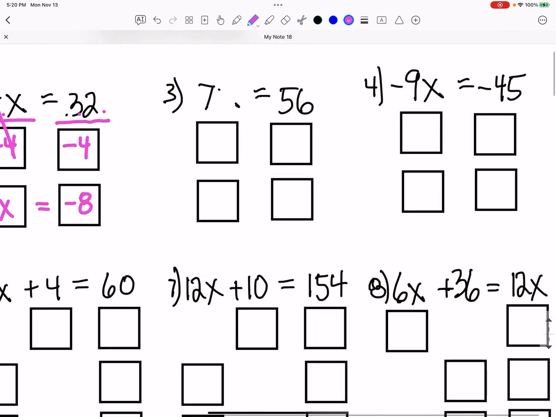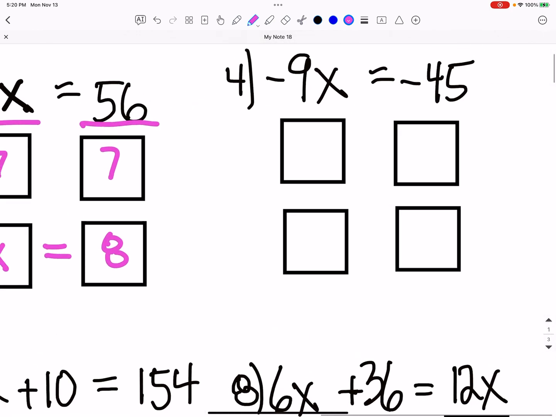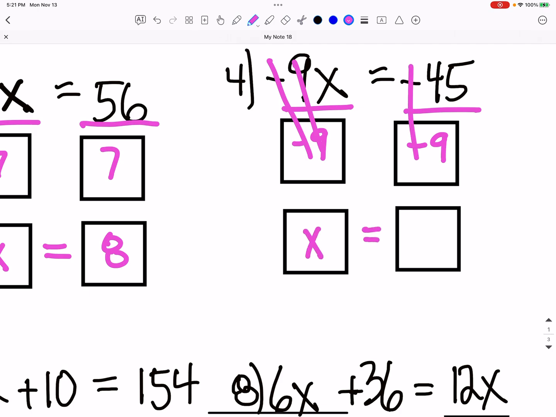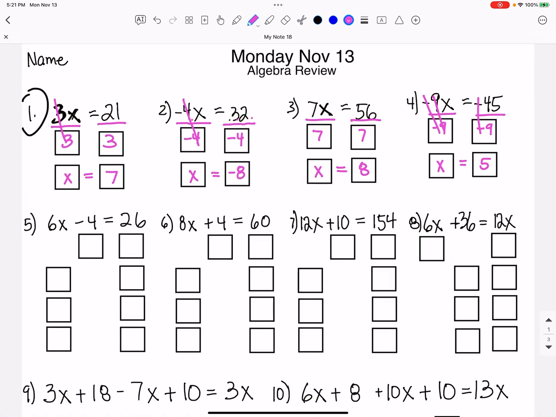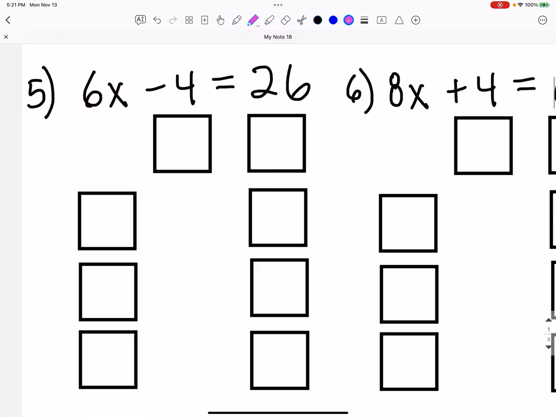Let's see, this was 7x equals 56. Okay, so I'm going to divide top versus bottom the 7. X equals 8. All right, I'm going to top versus bottom the -9. The negatives are going to cancel out. The 9's are going to cancel out. Over here, the negatives cancel out. X equals +5. All right, notice how everything is lined up. We need to get better at that for our 1's and 2's.